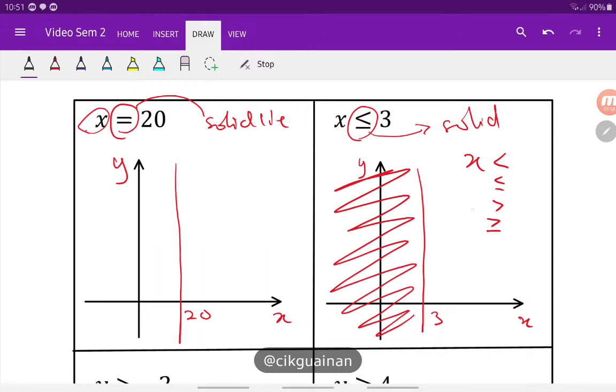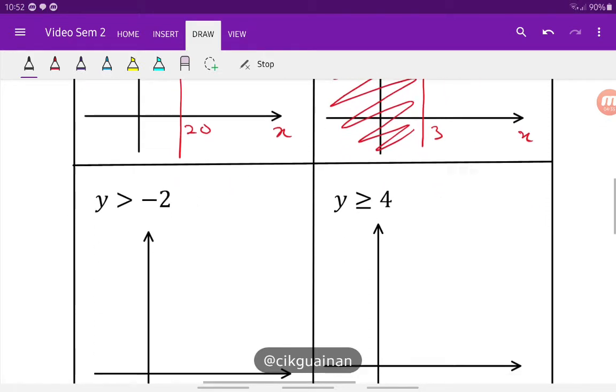Now if you have greater or greater equal, you put it there, you see it's like an arrow towards the right. So if we get a question, for example, x greater than 4, it means that the region is on the right hand side. So these tips only hold for x. Y cannot. Y is different.